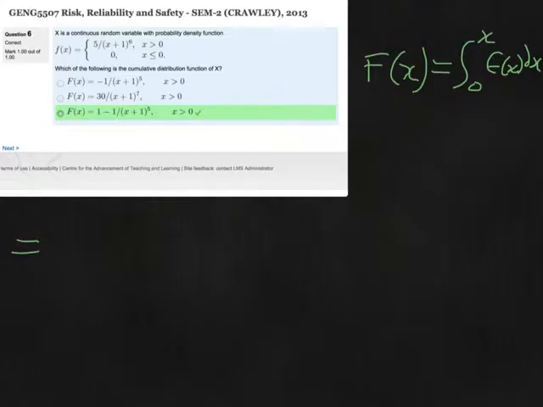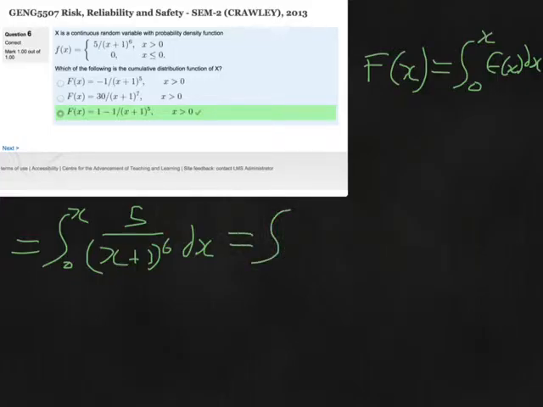I'm going to come down the bottom here so I get a bit more space. Equals the integral from 0 to x of 5 over (x plus 1) to the 6 dx. And I'm going to rewrite that just to make it a bit easier for myself as 5 times (x plus 1) to the minus 6 dx.